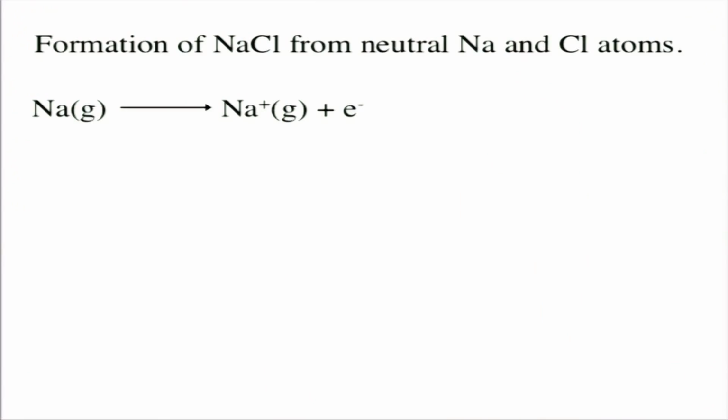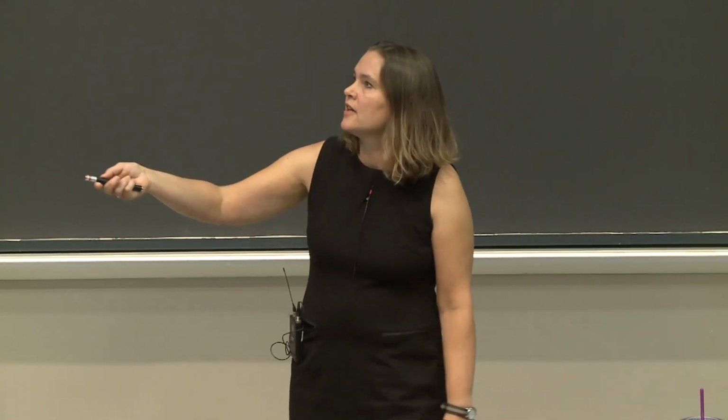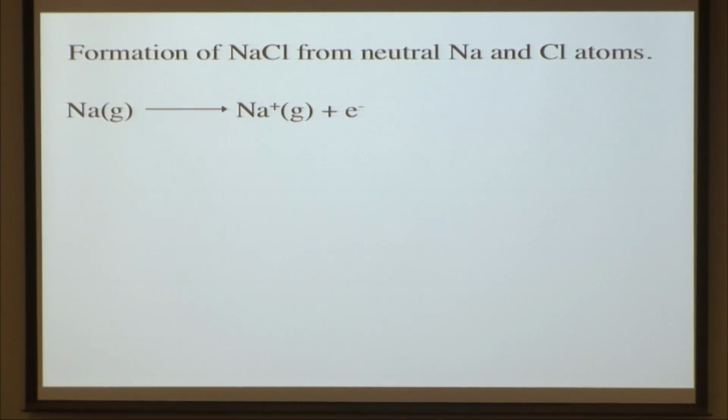So the formation of NaCl from neutral Na and neutral Cl will first involve forming your cations and your anions. So you have Na going to Na plus an electron. And so here you're talking about a process where the energy is going to be equal to the ionization energy again. So we're not moving far away from these terms because you're talking about ionizing a neutral atom to Na plus, and there's a value for that.